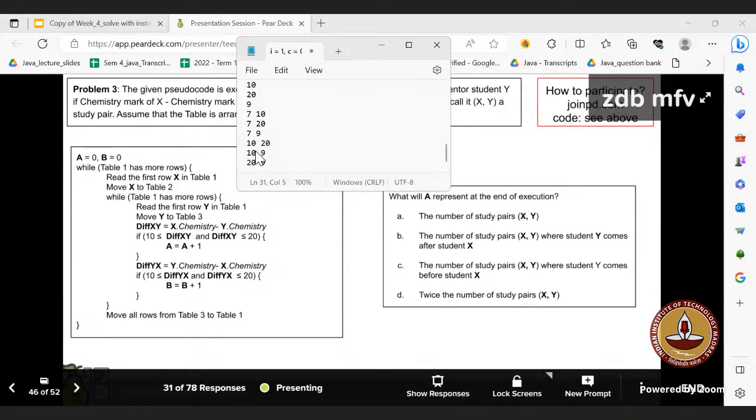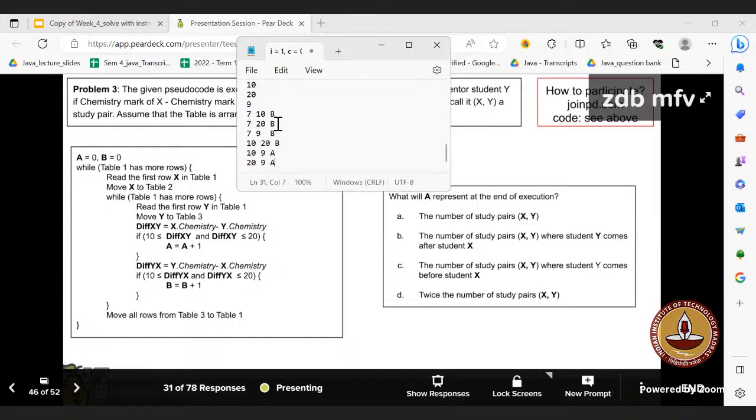So what happens here? For the 7, 10 case, which one will be incremented? B. Yes, ma'am. For the 7, 20 case, again B. For the 7, 9 case, again B. For the 10, 20 case, A. For the 10, 9 case, A. For the 20, 9 case, A. So all these pairs are study pairs only, X and Y, because the range is lying between 10 and 20.